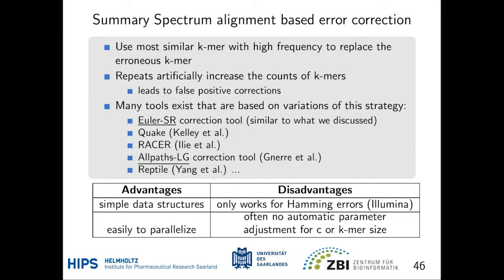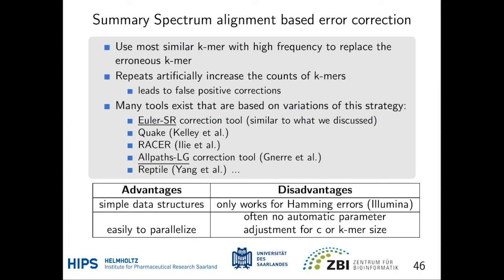So in summary, the spectrum alignment-based error correction is used in many assembly algorithms that are also used in common practice. The idea is that we replace erroneous k-mers with most similar k-mers with high frequency. Since repeats artificially increase the count for k-mers, as we have discussed before, this leads to false positive corrections, so it is meaningful to disregard these k-mers. The advantage of this approach is that it is simple to implement and easy to parallelize, because we are considering k-mers independently from each other.